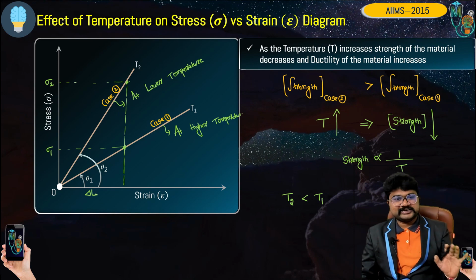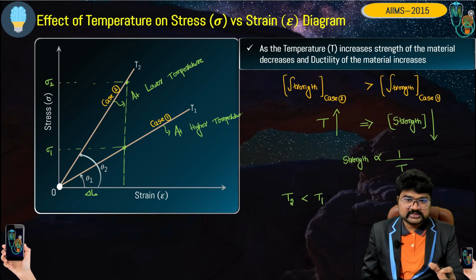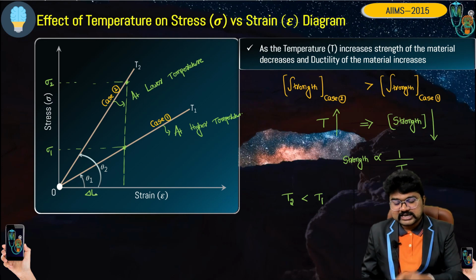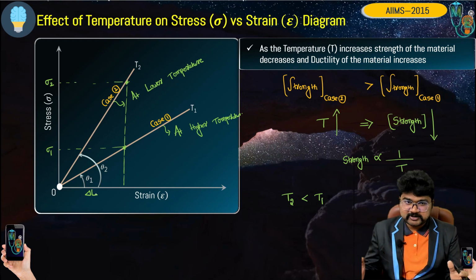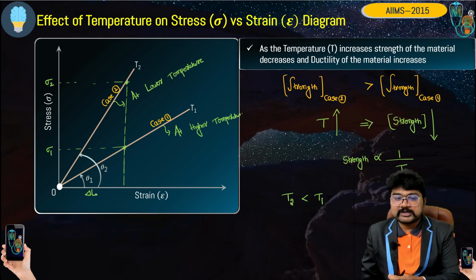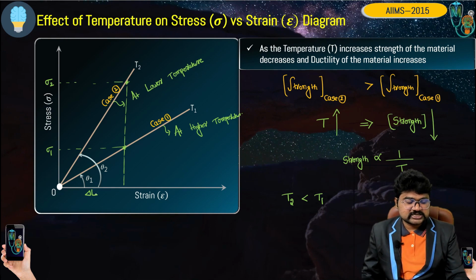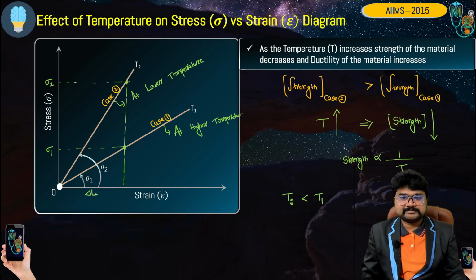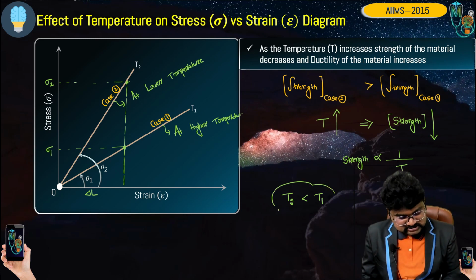You can easily judge. In case 2, strength of the material is higher than the strength of the material in case 1. Higher the strength, that means you conducted the tensile test at lower temperature. Understood? Temperature increases, strength of the component decreases. Okay, so that is the answer to this question.